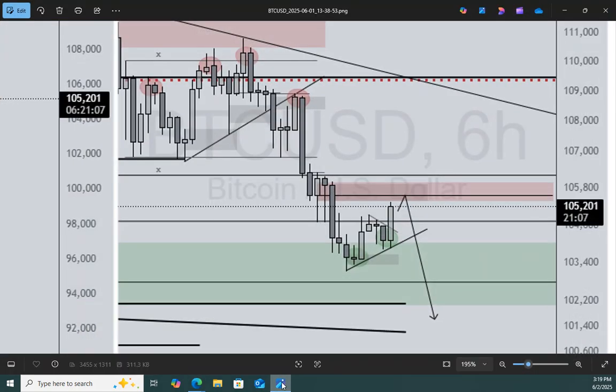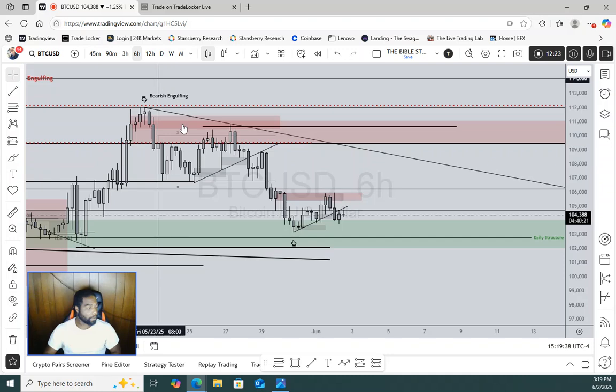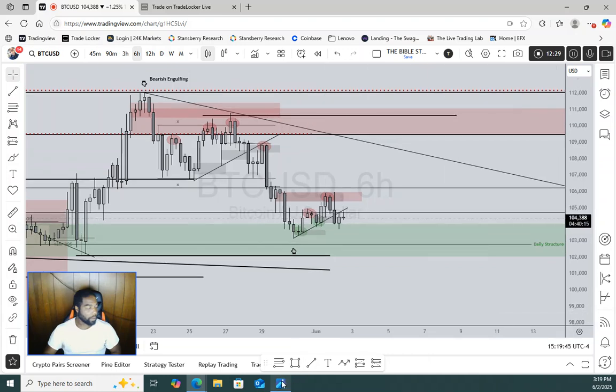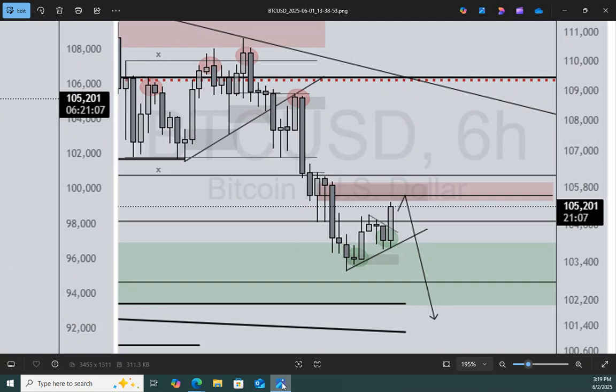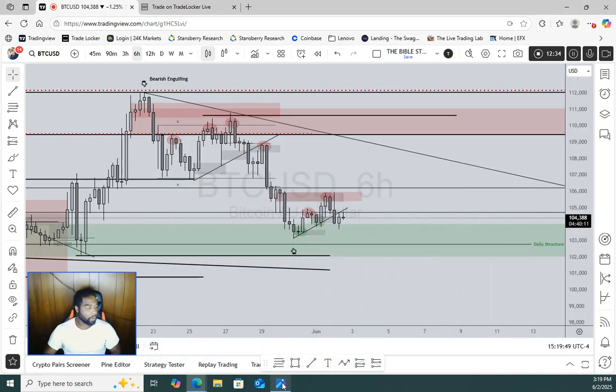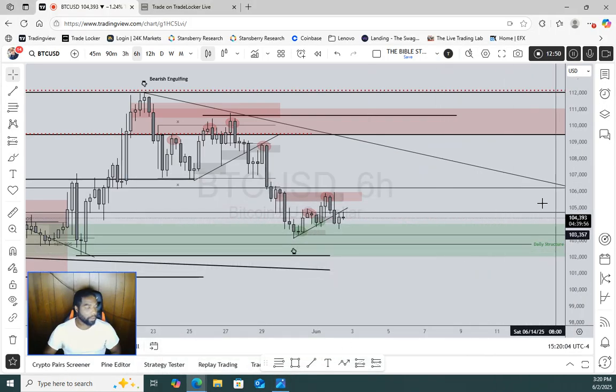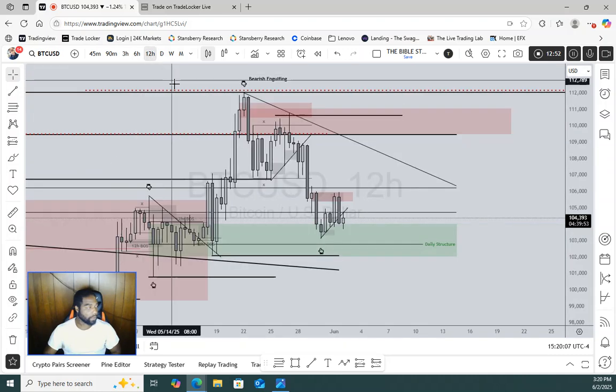The line right here was the open of that daily candle, and like I said, price closed above it, so you know, took that off.